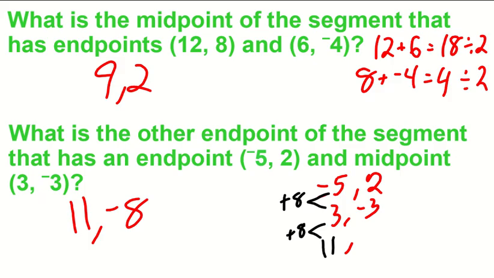Other side, with the y values, same idea, we gotta follow the same pattern each time. So from 2 to negative 3, that's down 5. So we gotta go down 5 more, negative 3 minus 5, or down 5, that makes it negative 8.